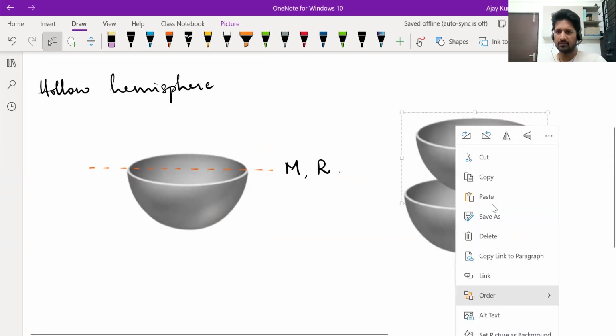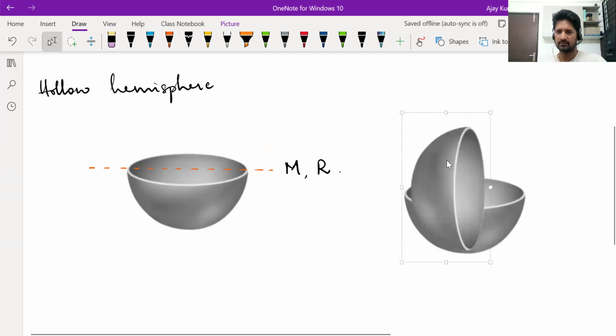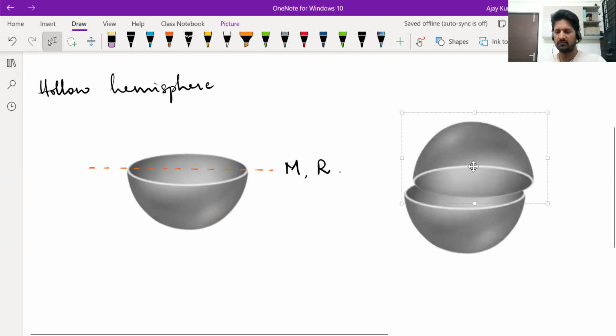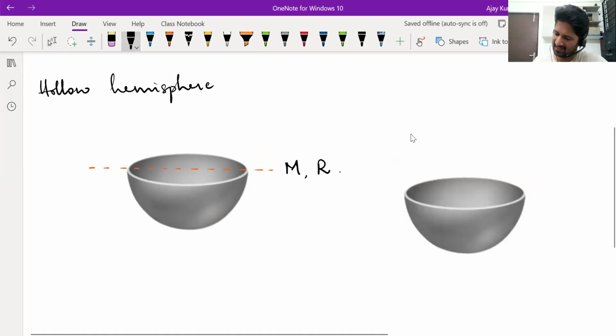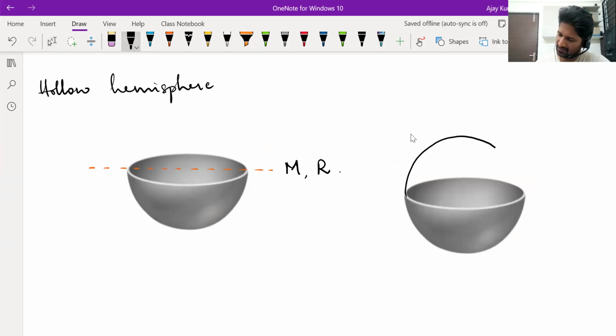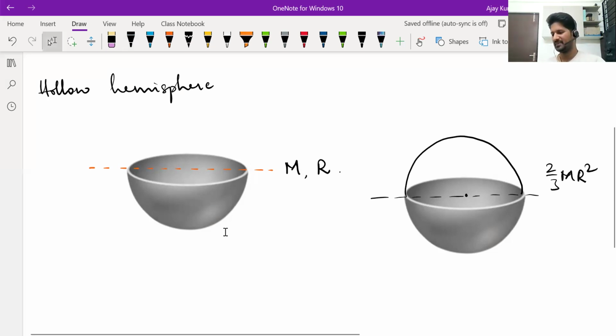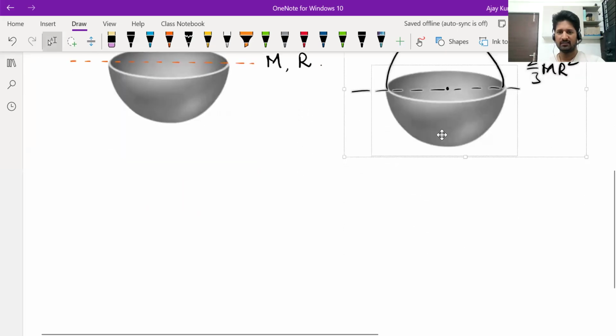If there was a full sphere like this, then about an axis passing through the center, vertically, horizontally, inclined, any axis passing through center, it's called a diametrical axis. About that axis, it is 2 by 3 mr square. For full sphere, if it is 2 by 3 mr square, then for exactly half of it, how much should it be?